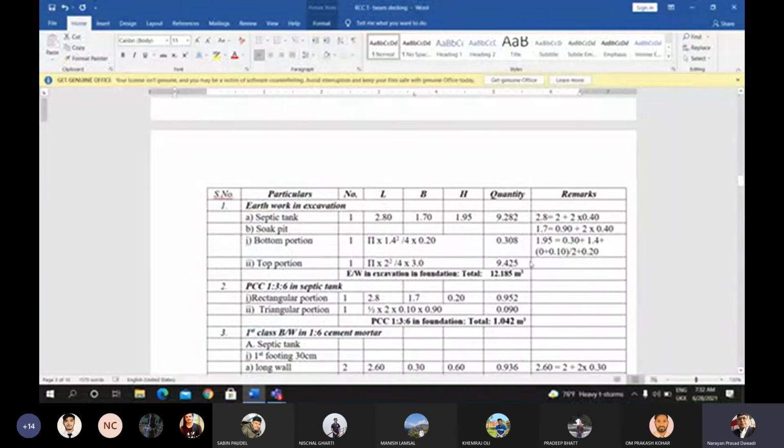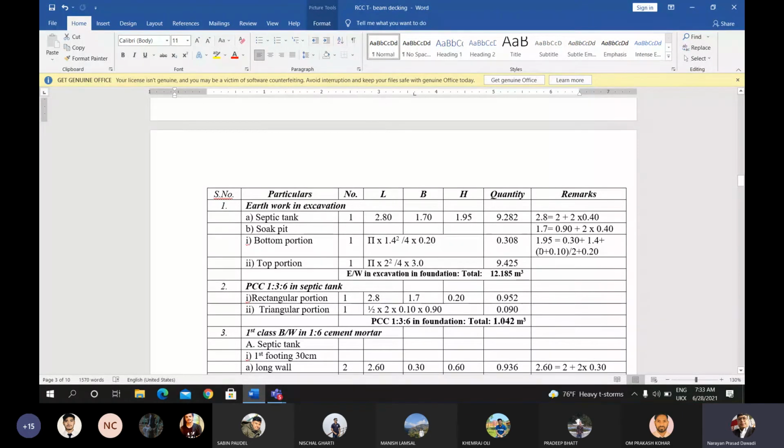1.95 is 0.30 plus 1.40 plus 0.10 divided by 2, the average height for the triangular portion. The height is 10 centimeter at one side and at the other side there is 0 height, so the average height is 5 centimeter. Plus the depth of the rectangular portion of the PCC below, that height is 20 centimeter given in the figure. So total height will be 1.95. This value is put here: length, breadth, and height.